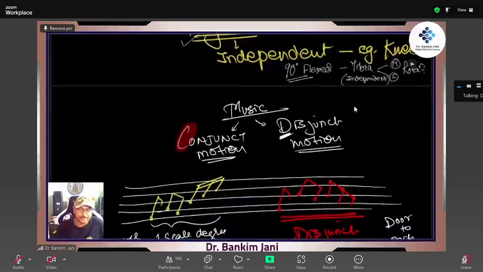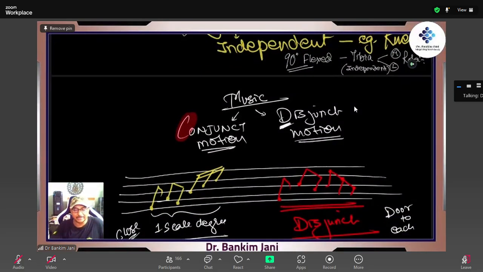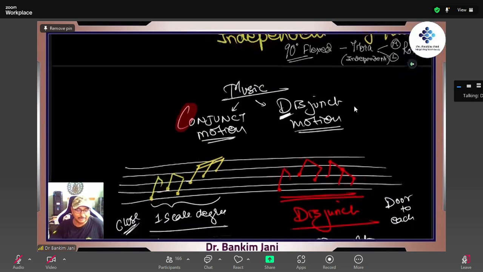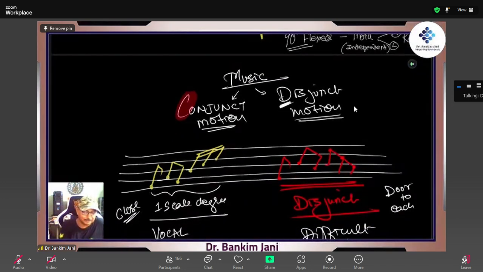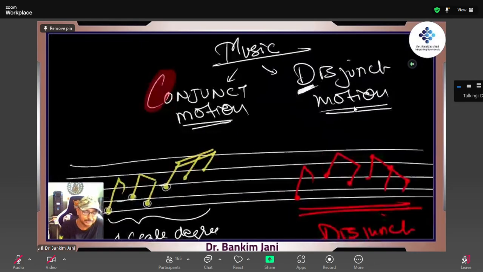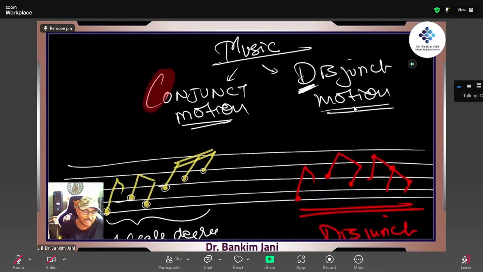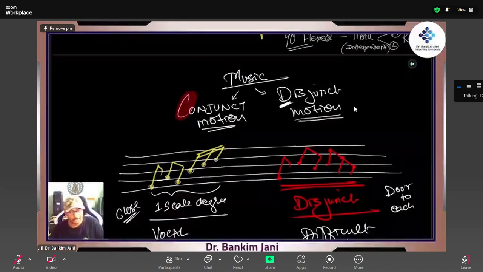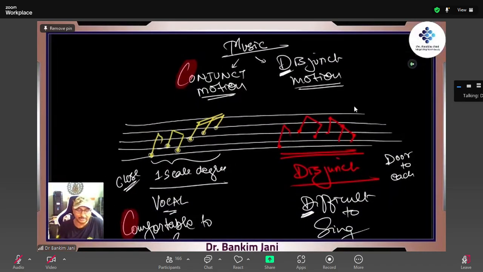In music, there are two types of motion: conjunct motion and disjunct motion. The way it is, right, Sa Re Ga Ma Pa Dha Ni Sa, when it goes, or C D E F G in English letters. So over here, when these are close to each other, right, there is not a difference of more than half a note, then that is called conjunct motion. So this is also called one scale degree.